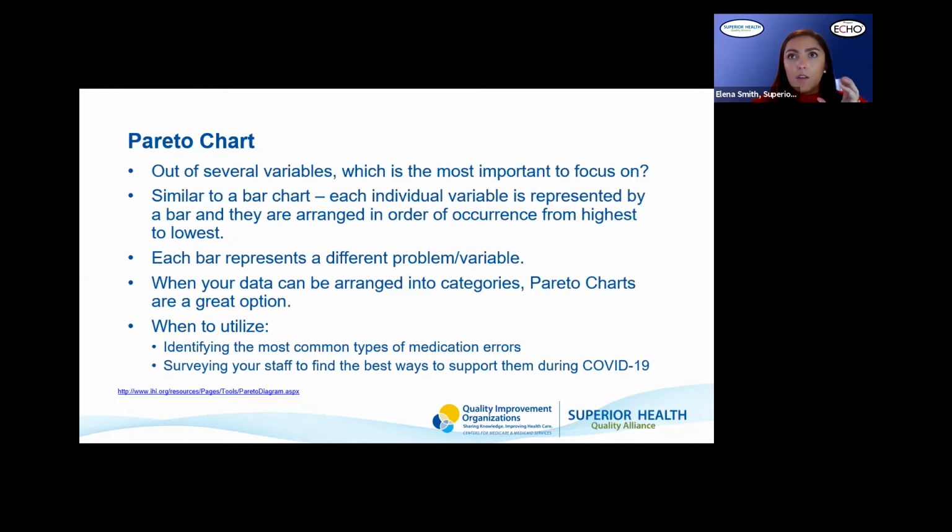What are our staff members having these errors with? A Pareto chart is a good way to identify the most common ones. And then another idea, surveying your staff to find the best ways to support them during COVID-19, or surveying your staff now that we're in this vaccine season, to find out what their hesitancies are with getting a vaccine, and maybe doing your education more tailored to that.